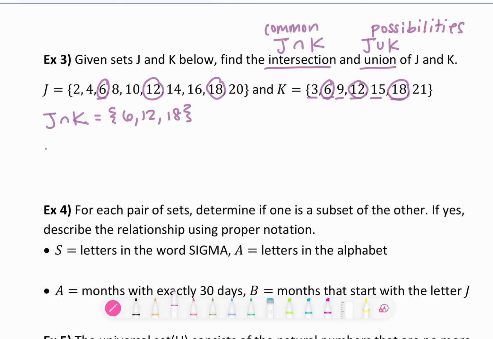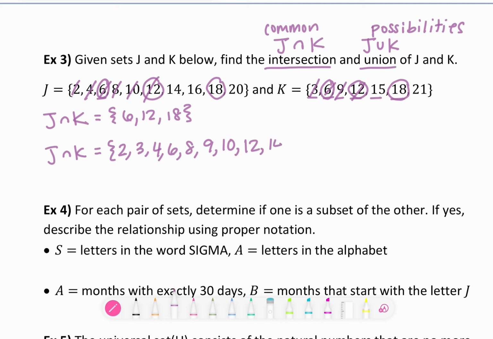And then for the union, it's all possibilities. So it's everything in one set and everything in the other set. We just don't write the duplicates more than once. Okay, so starting with the smallest number I see a 2 first. So I'll put that first. Then I see a 3. There's a 4. There's no 5, but there's a 6. And again, it shows up twice, but I don't write it twice. There's no 7, but there's an 8 in J. There's a 9 in K. There's a 10 in J. There's no 11 in either, but there is a 12 in both, so I'll write that once.